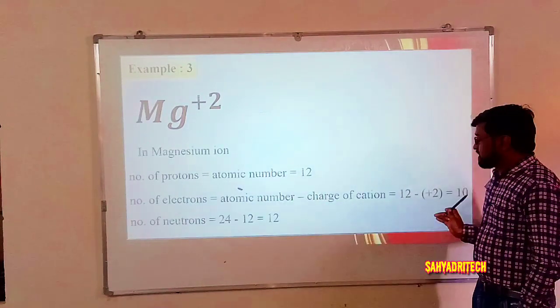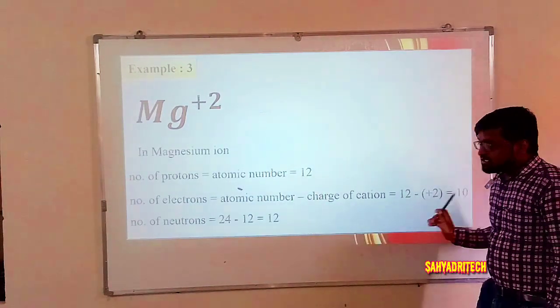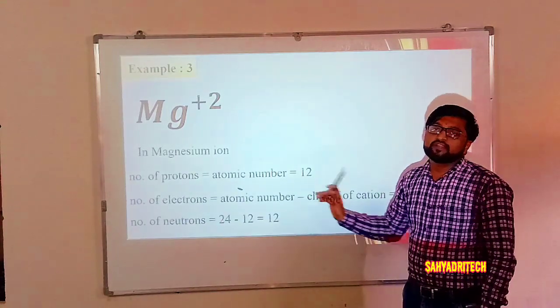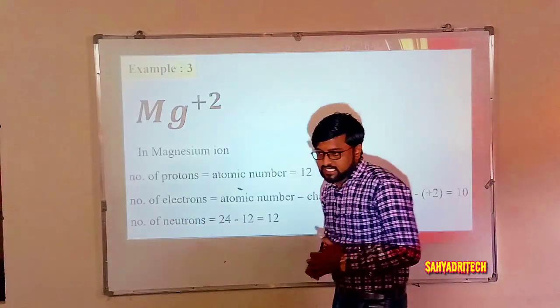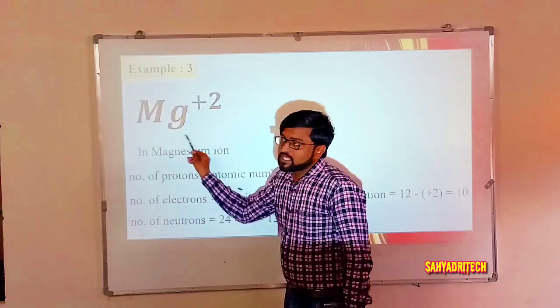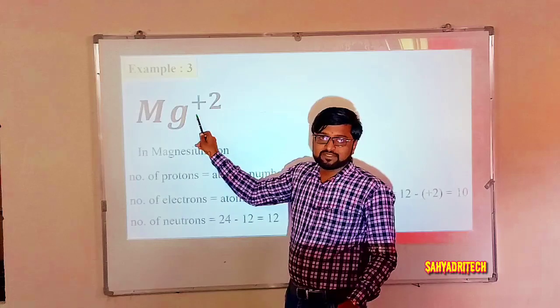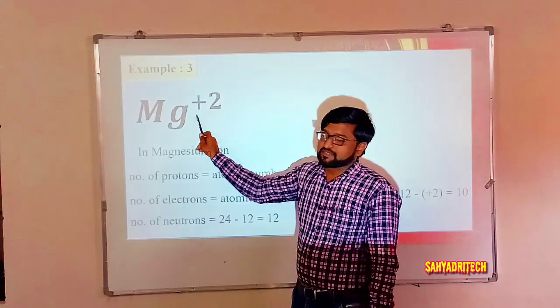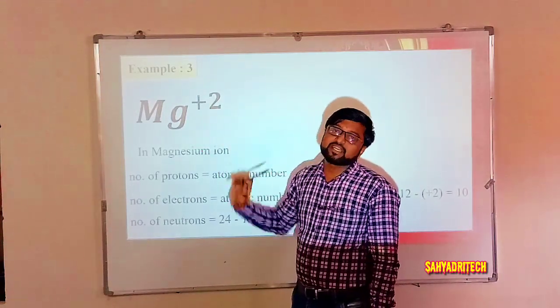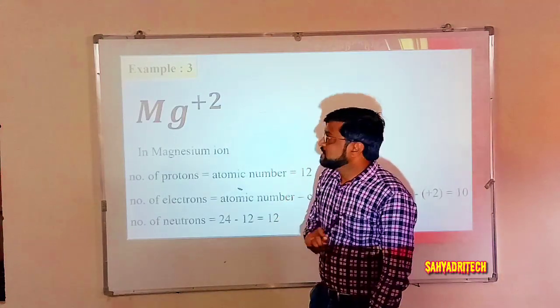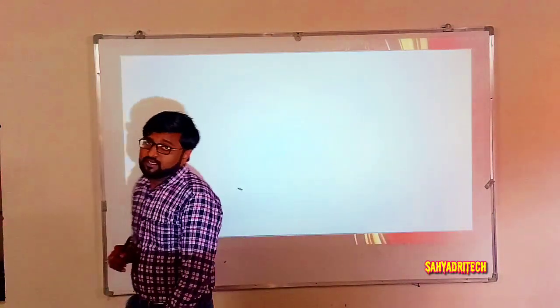Then, what is the total number of fundamental particles? 12 plus 10, 22 plus 12, 34. So, total 34 fundamental particles present in Mg2+ ion. What about Mg? 36. Magnesium, 36 fundamental particles present. Mg2+, 34 fundamental particles present. Okay. Well, then coming to the next example.